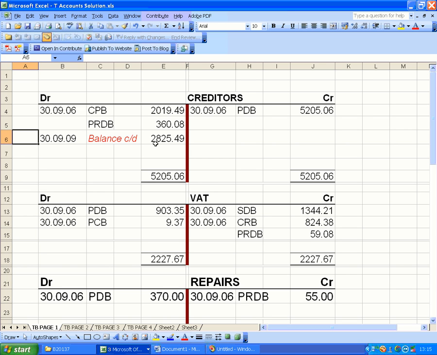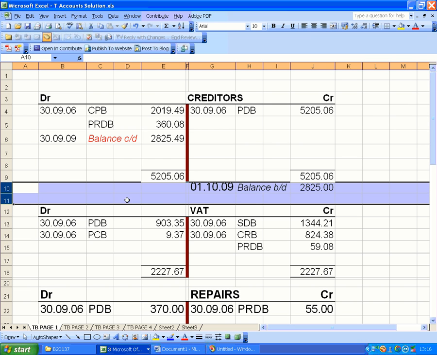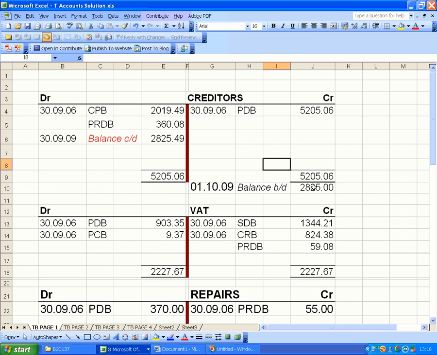To finish this off, this figure will appear on the credit side of this T account. Balance BD 2825.